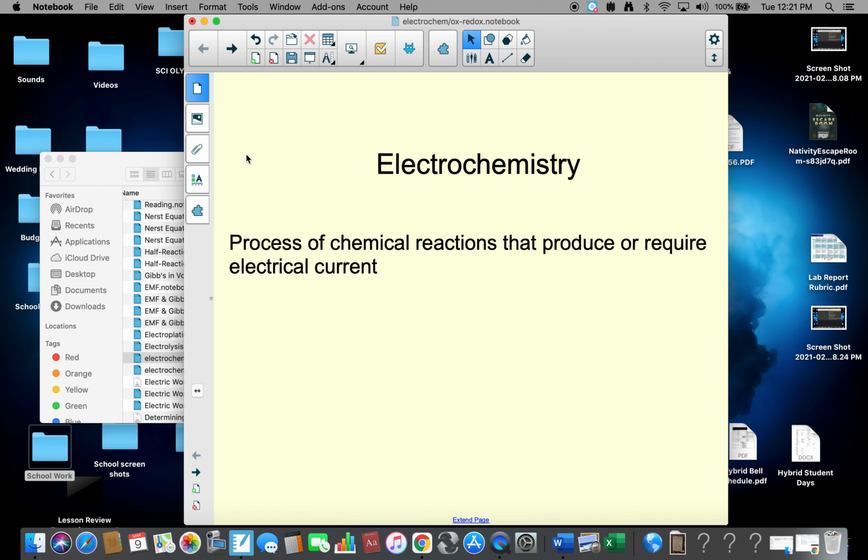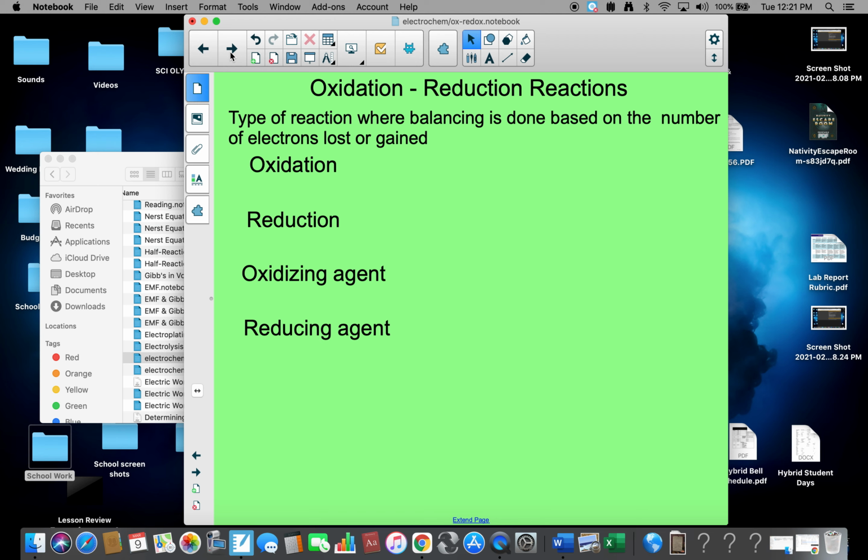Today we're starting electrochemistry, the process of chemical reactions that produce or require electrical current. Now, the first process we're going to look at is something called an oxidation-reduction reaction, a type of reaction where balancing is done based on the electrons lost or gained.